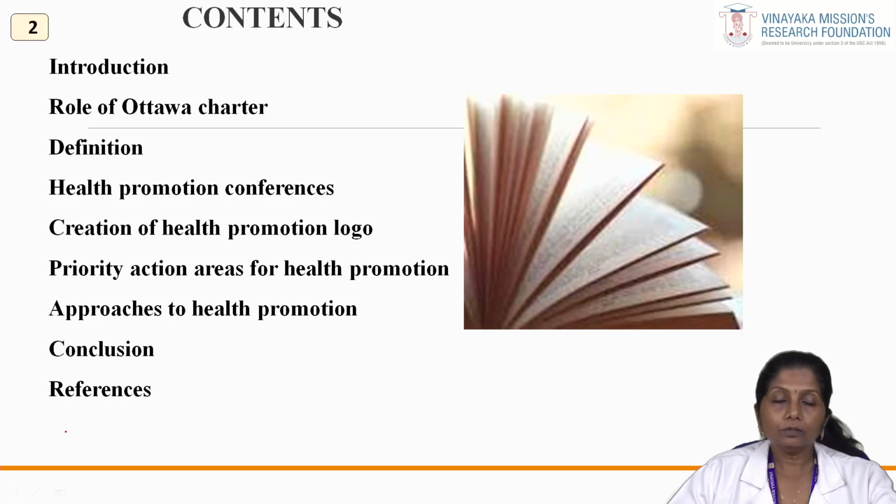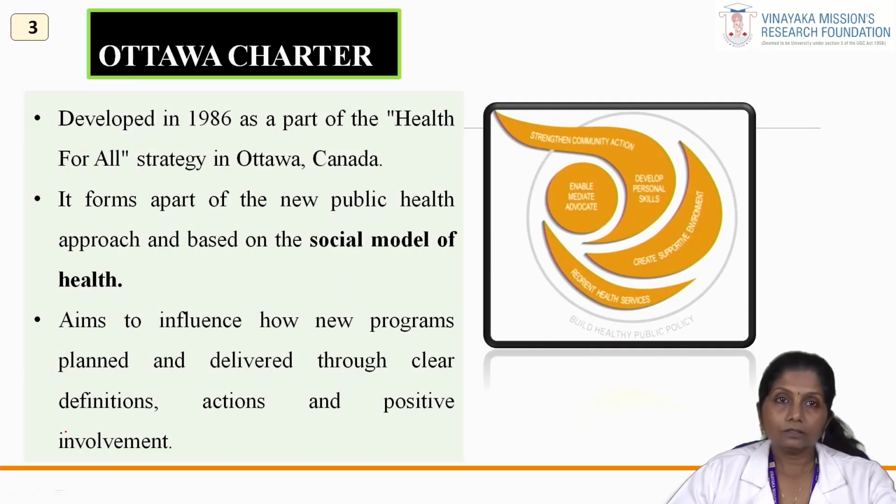So let's begin with the Ottawa Charter. The Ottawa Charter was developed in 1986 in Canada as a part of the Global Health for All strategy. It marked a shift from a purely medical model to a broader social model of health. The Charter introduced 5 action areas and 3 strategies to guide how health programs are planned and delivered, with clear actions and strong community involvement.